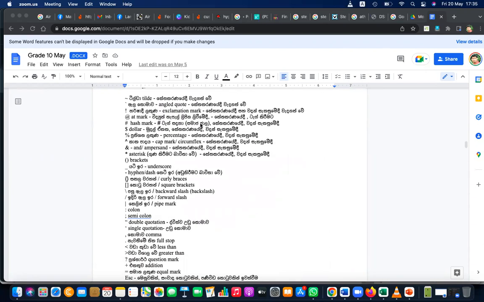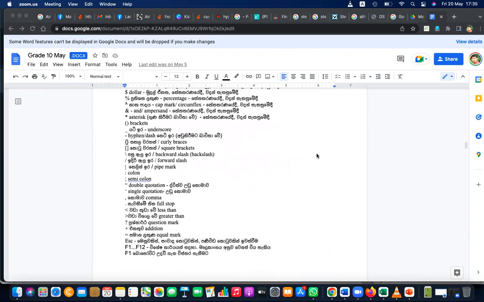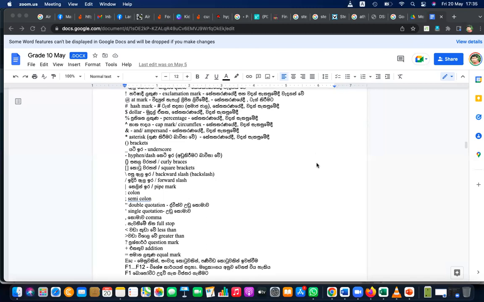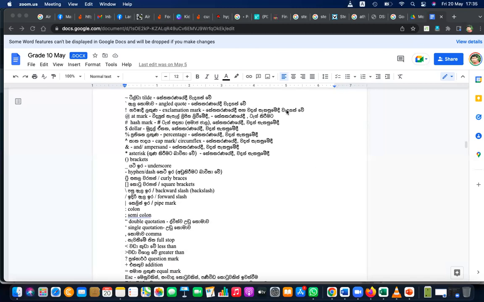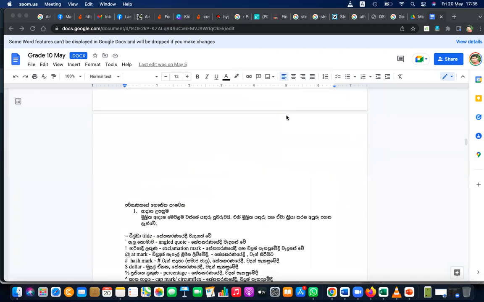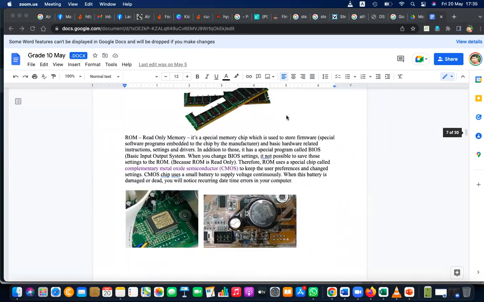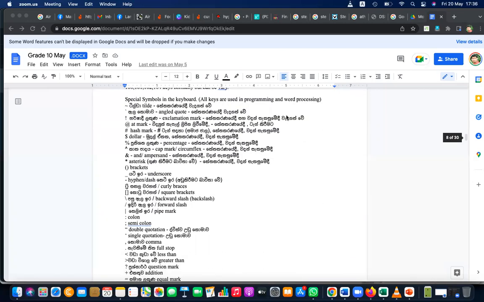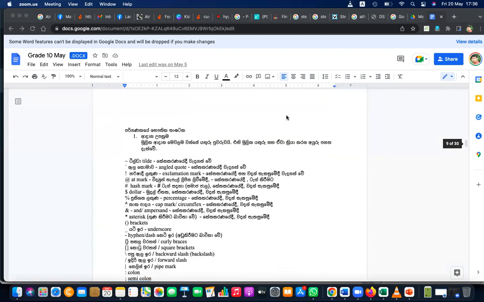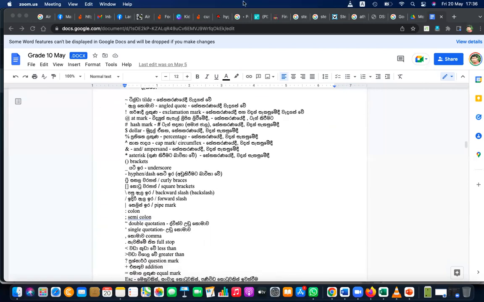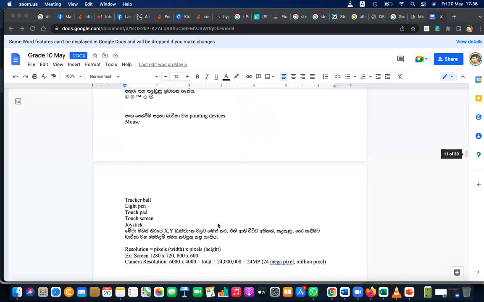Actually, the reason is some of you don't know about some symbols in the keyboard. That's why I have added this to the note. This is there in the main note, right? Even though you know about the keyboard, some of you don't know about the keys and key names and why these keys are used.